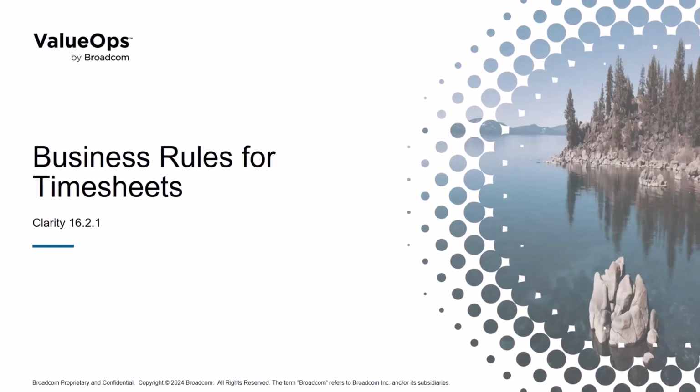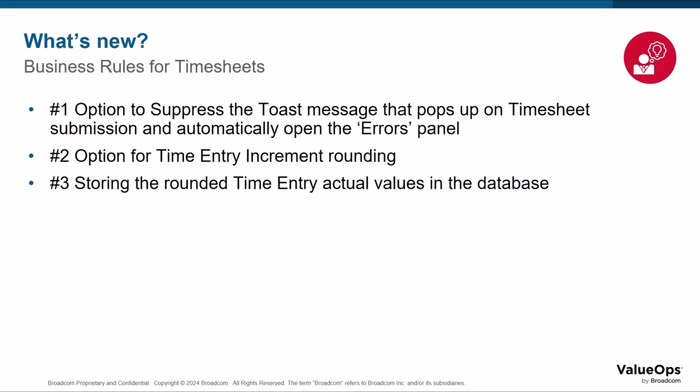In this video, I'll cover new business rules for timesheets. The Clarity administrator is given new timesheet configuration options for suppressing the toast message when submitting a timesheet, and a new option for time entry incremental rounding, which also stores the rounded value into the database.